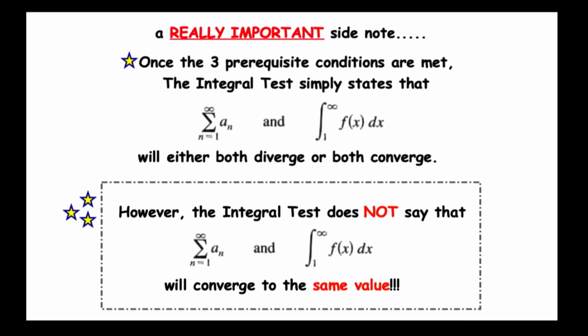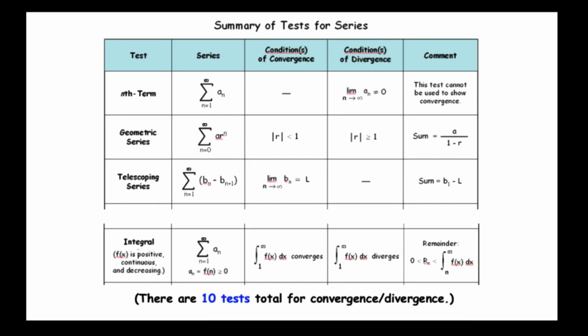And here's the good news. We're up to 4 tests out of 10 so far. Hopefully you know what they are from your laminated sheet. Nth term, which is a diverging only test. Geometric. Telescoping, which is a converging only test. And now the integral test. And it's a little out of order on this sheet. That's why I kind of broke the slide there for you. So P-series is next. That'll put us 5 out of 10.